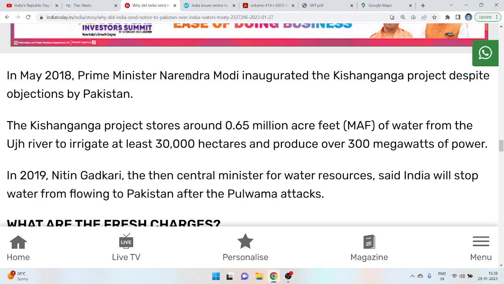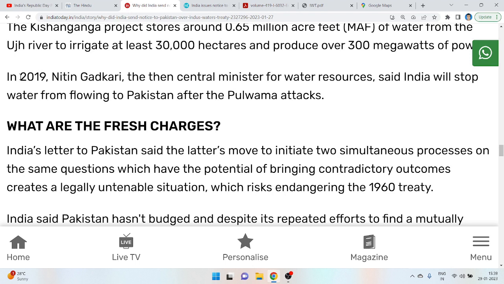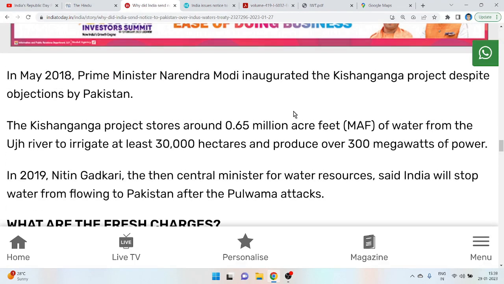In May 2018, PM Modi inaugurated the Kishan Ganga project despite objection by Pakistan. The Kishan Ganga project stores around 0.65 million acre feet of water from the Uj river to irrigate at least 30,000 hectares and produce over 300 megawatts of power. Now, very important: in 2019, Nitin Gadkari, then Central Minister for Water Resources, said India will stop water from flowing to Pakistan after the Pulwama attack. Okay, now I will come back to the treaty, and I will show you how India does not violate the treaty.